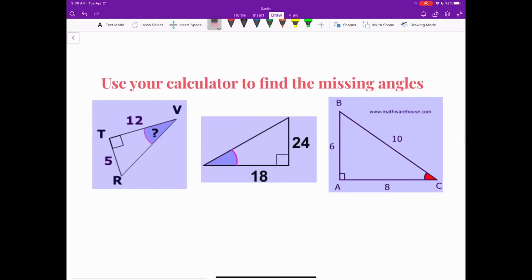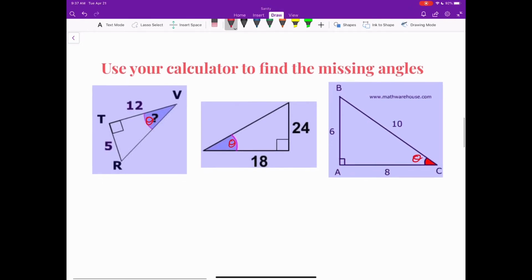So here I have a whole bunch of examples. One of them I already did with you on the separate sheet of paper. But if you feel comfortable, hit pause and try to find the missing angle here. So I have a missing angle theta, missing angle theta, missing angle theta right here. Hit pause, try these on your own, and then come back. 3, 2, 1. Hopefully you're ready to come back, or you didn't hit pause, whatever.